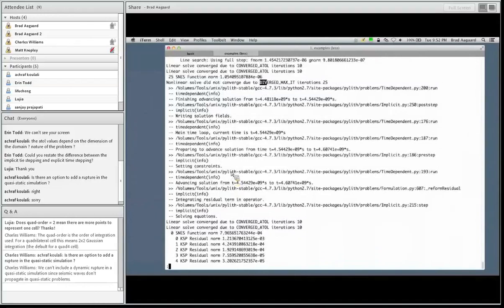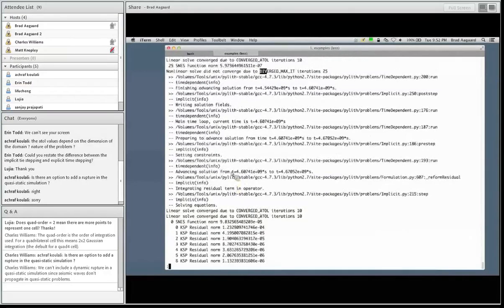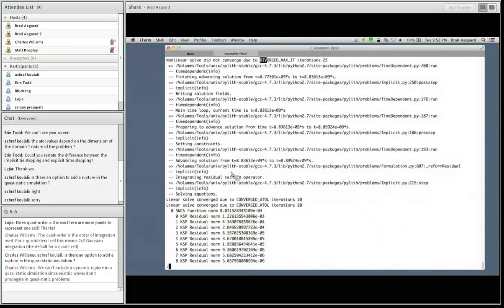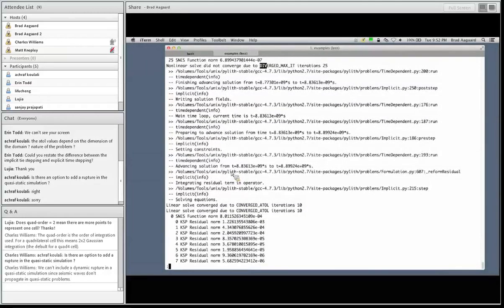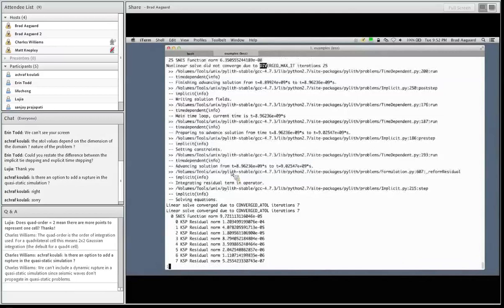So my next iteration, I'm down to my next SNES in 25 iterations, I was 10 to the minus 6. That's starting to get perhaps significant errors. My next one, down to 10 to the minus 7, so maybe that one's okay. Next one, 10 to the minus 8. Next one, 10 to the minus 9, so not too bad. 10 to the minus 7. 10 to the minus 7. 10 to the minus 8. So never too bad.